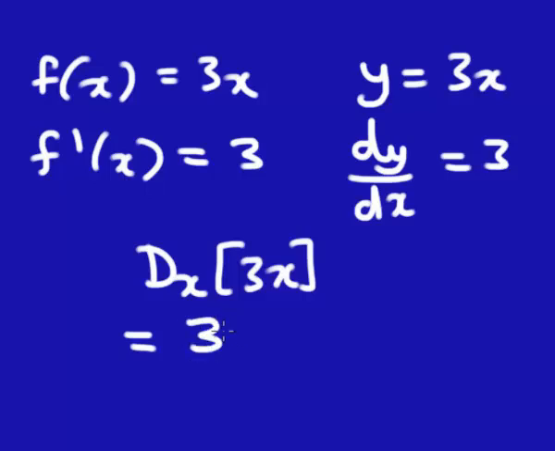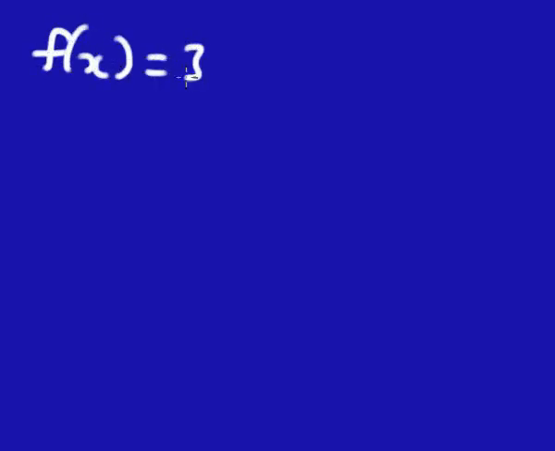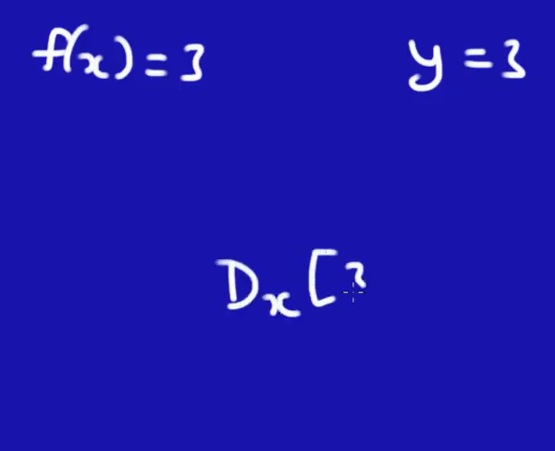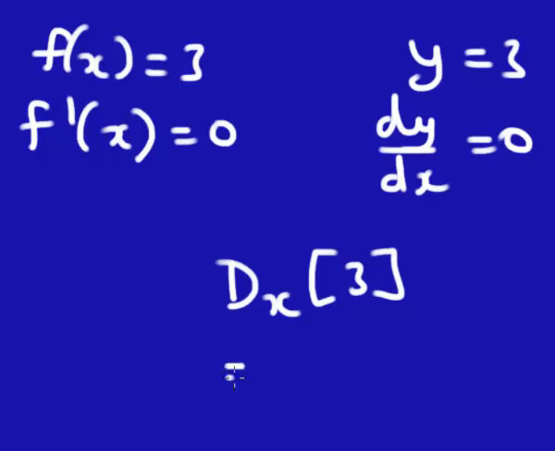Okay, and then also it works the same with rule 3. If I said to you, if f of x is equal to 3, or if y is equal to 3, or what is the d by dx of 3? Well, in this case, f prime x is 0. That's the third rule. dy dx is 0. Remember, it's just a constant, and that's 0 there. It's a constant. Notice f of x, f prime, y, dy dx, and then just d by dx works like that.